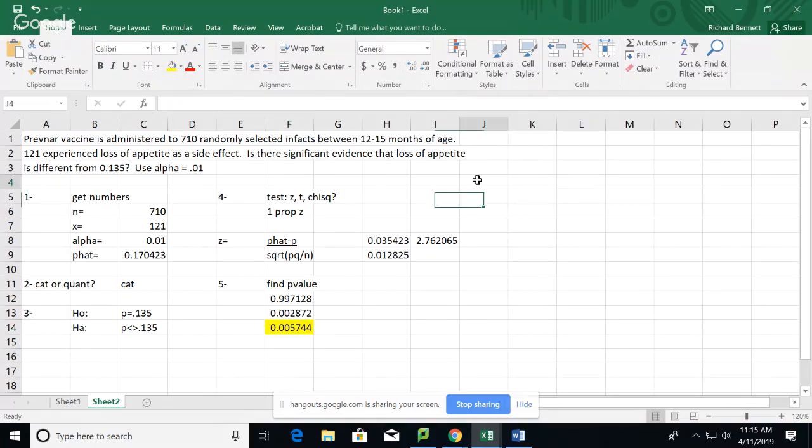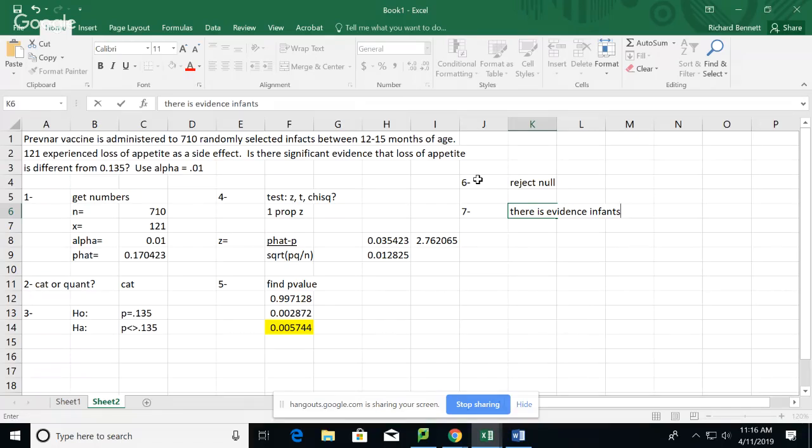Okay, step number 6. What's that? Reject the null. Step number 7. There is evidence that infants have loss of appetite as a side effect.